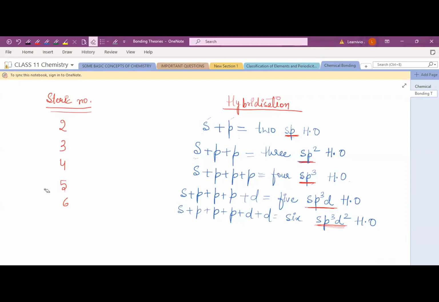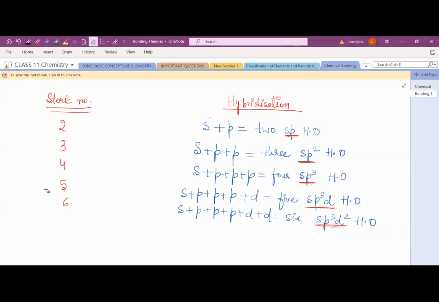Yeah, one more thing. You asked this question: why doesn't steric number 1 exist? Why don't we talk about steric number 1? A molecule can have a steric number 1 also, right? But what happens? For example, a molecule like HCl.